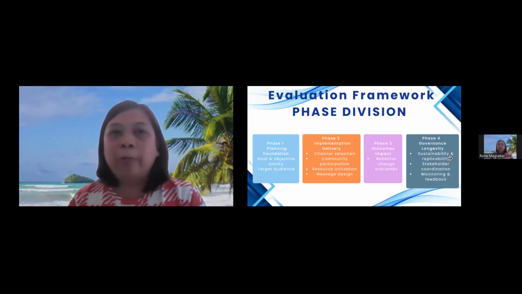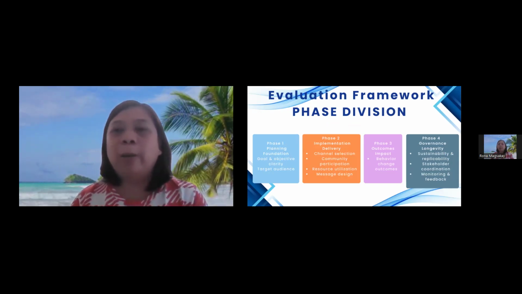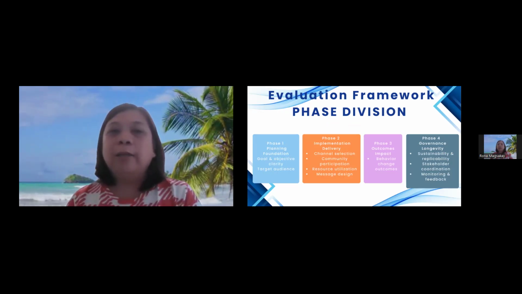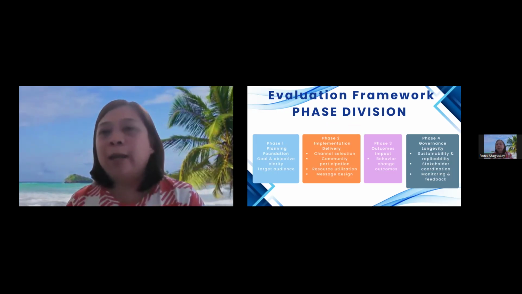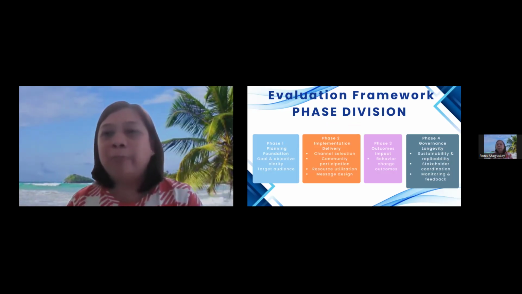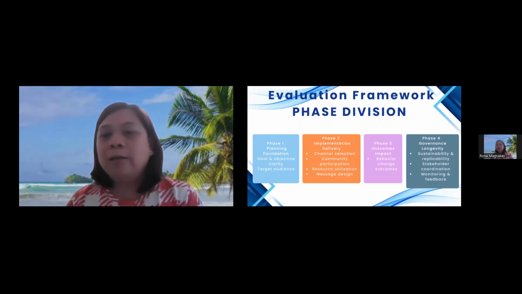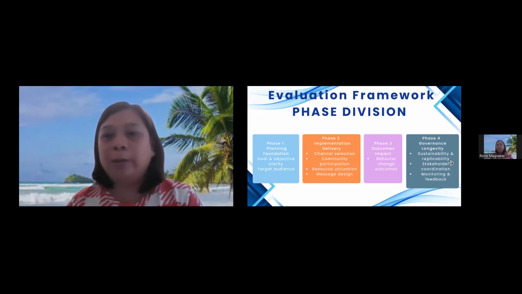This framework was divided in 4 stages or 4 phases. The phase 1 is the planning or the foundation stage. The phase 2 is the implementation and delivery stage. The phase 3 is the outcome and impact stage. And the phase 4 is the governance, sustainability, stakeholder coordination, and monitoring feedback.